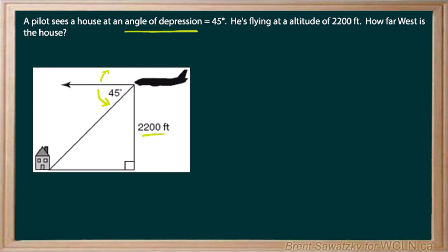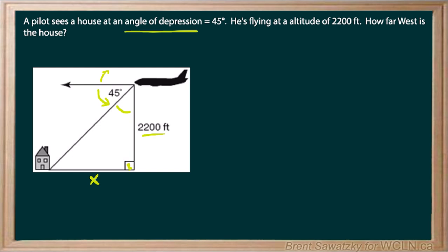Okay, and then what we're looking for is this distance from the pilot to the house horizontally. In other words, what is the distance horizontally or west to get to this house? So here we are. We are interested in using this triangle. It is a right triangle, so that's great. We can use our trig ratios.